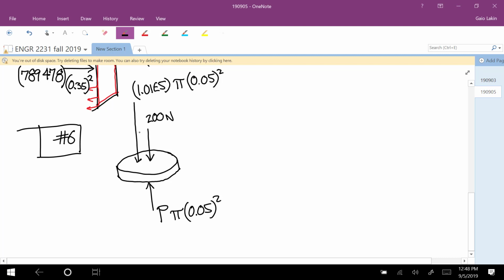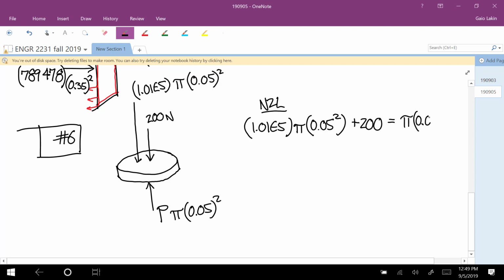In equilibrium, the two going down have to equal the one going up. So we have, you can think of this as Newton's second law, 1.01 times 10 to the 5th times pi times 0.05 squared plus 200 is equal to pi times 0.05 squared times P. And now you can just solve that for P. Can someone calculate that?